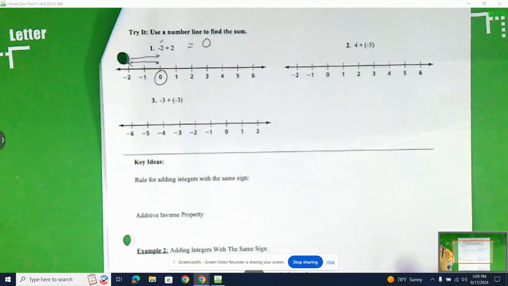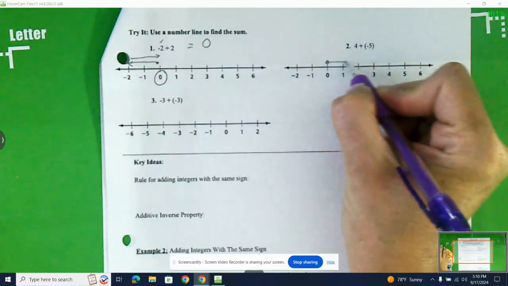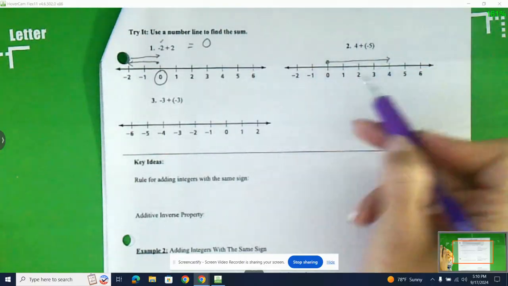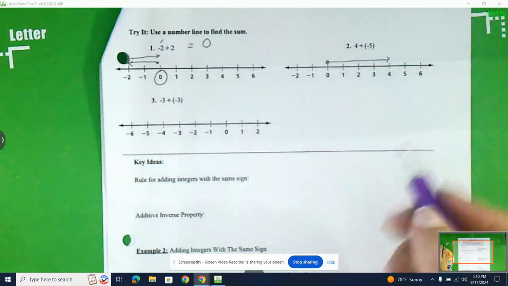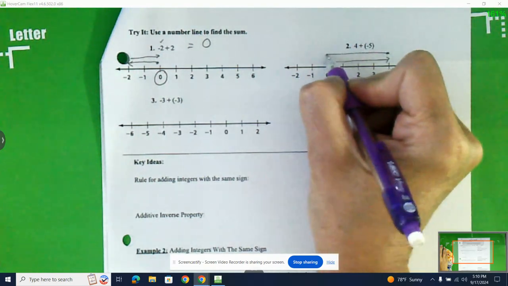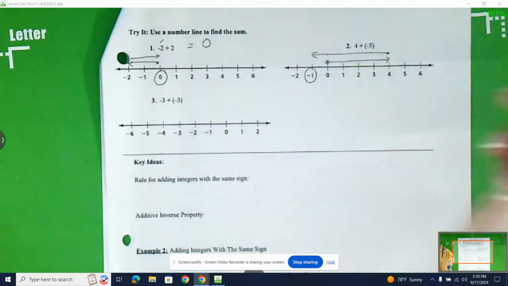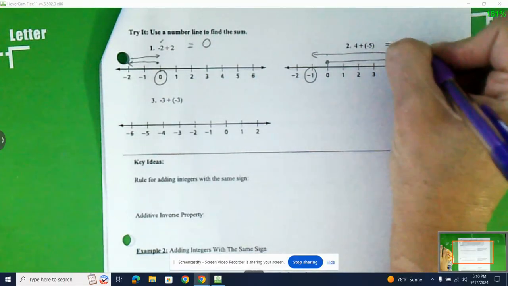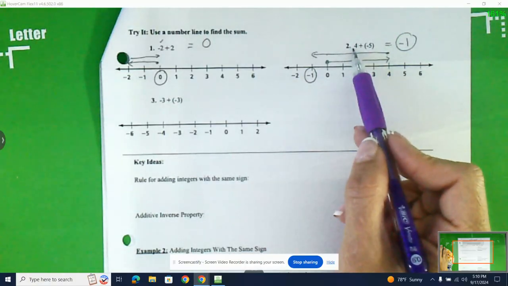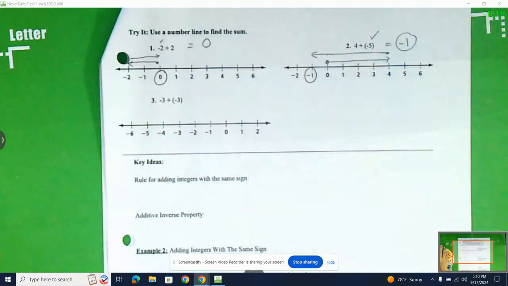Okay, modeling number 2, we're at positive 4 first, so starting at 0, we're going to go out to 4, and then we're going towards the negatives 5 units. So we're going to go out 4 and one more for 5 in this direction. And that gives us -1. And yes, different signs subtract, so we know their difference is 1. And we have more negatives, so our answer is -1.